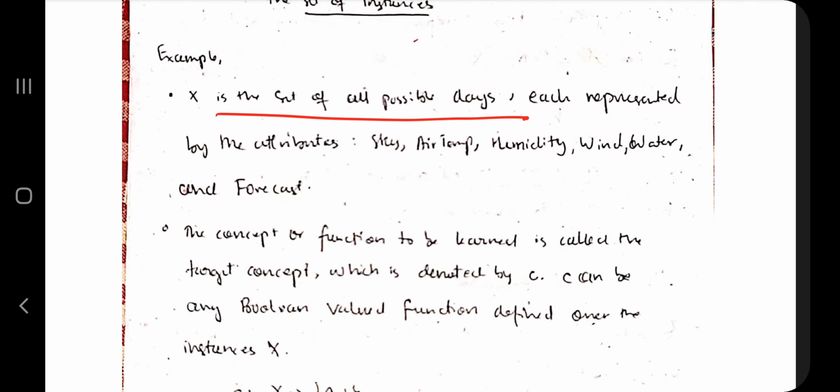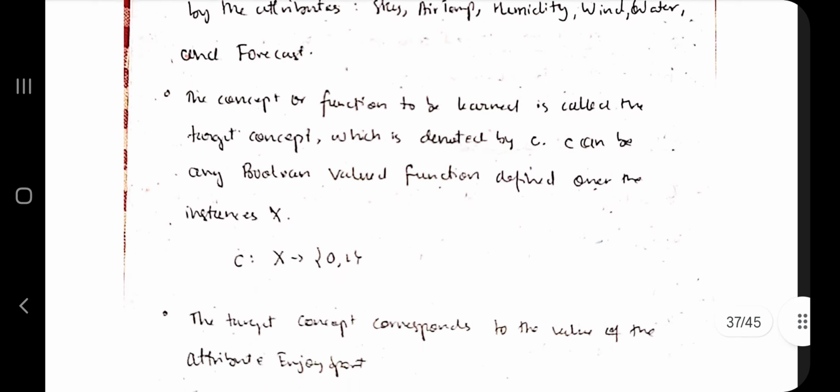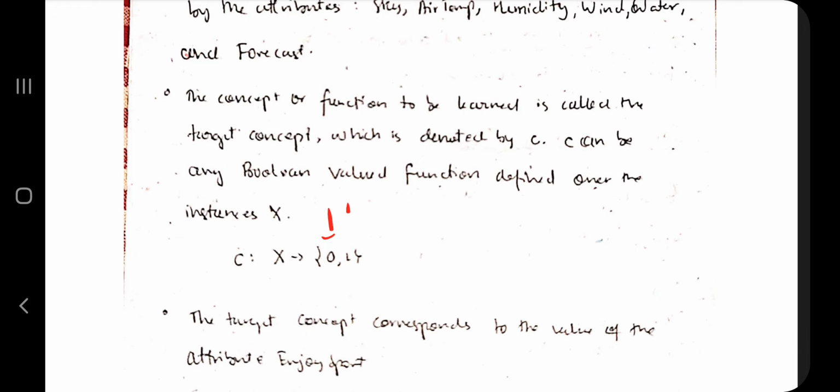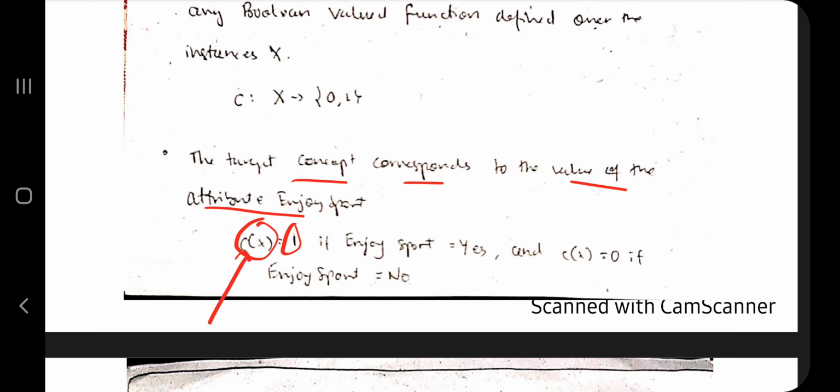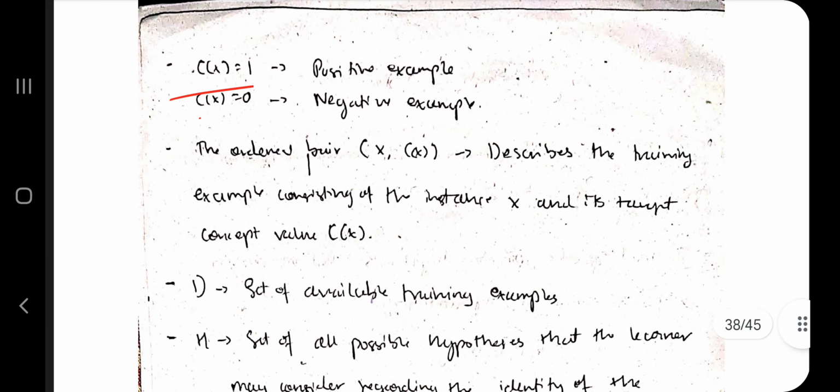X is the set of all possible days, each represented by the attributes sky, air temperature, humidity, wind, water, and forecast. So C of x can have either 0 or 1. At the end, it is defined whether it will be true or false. That is known as the target concept. Target concept means at the end for one x, is it yes? If it is yes, it is 1. If it is no, it is 0. The target concept corresponds to the value of the attribute enjoy sport. If C of x, the target value, is 1, it means he is enjoying the sport. If it is 0, it means he is not enjoying the sport. So C of x is 1 and C of x is 0 for positive and negative examples respectively.